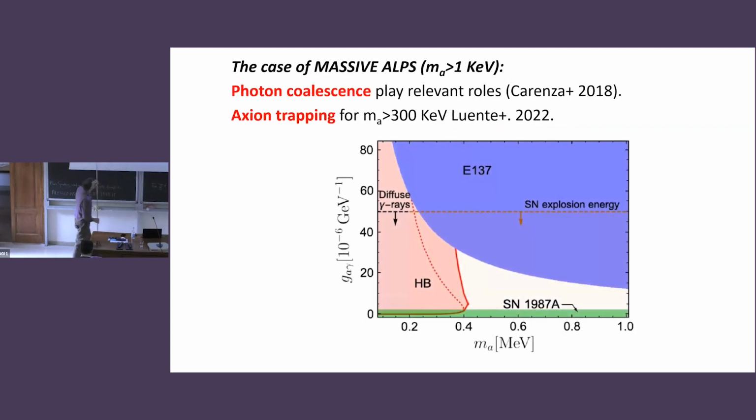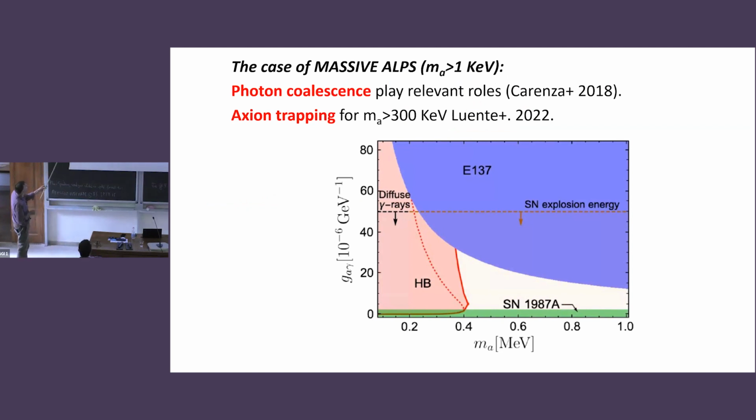So what happened? And this is for axions that freely escape. So they are produced near the center, let's say, or in the core, and then they do not interact with stellar matter and they escape. But what happens if I increase the mass?